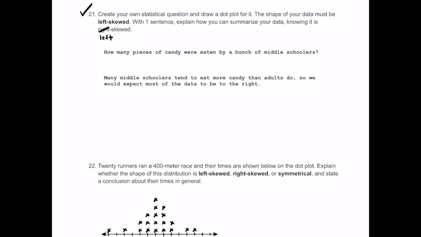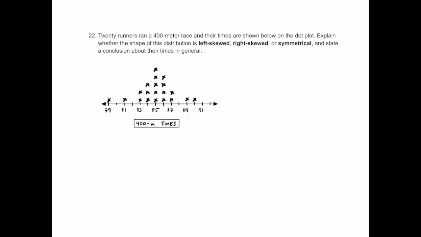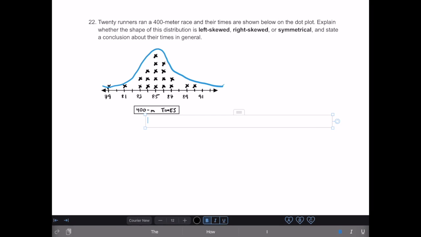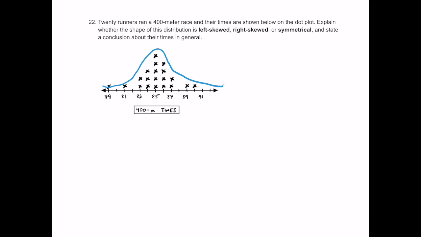Okay, so that's 21. And taking a look at 22, 20 runners ran a 400-meter race and their times are shown below on the dot plot. Explain whether the shape of this distribution is left skewed, right skewed, or symmetrical, and state a conclusion about their times in general. Okay, so we can see here that this data is concentrated in the middle, just like this. We can see where the peak is. And let's go ahead and talk about which shape this is. So what kind of shape is this? Is this left skewed, right skewed? Nope, this is, let's type this in.